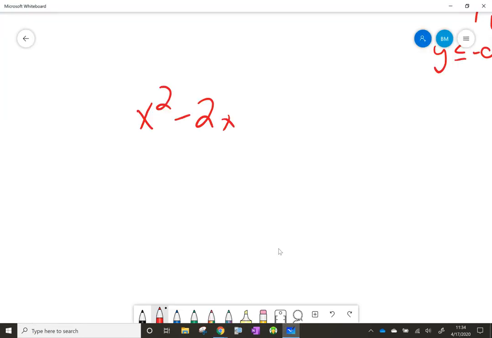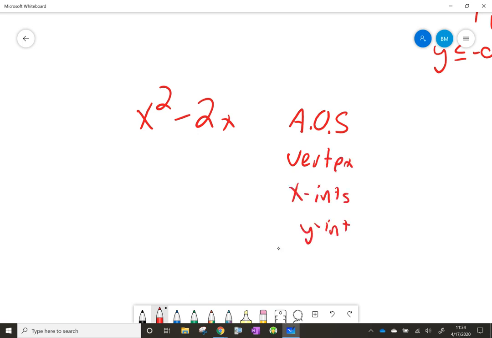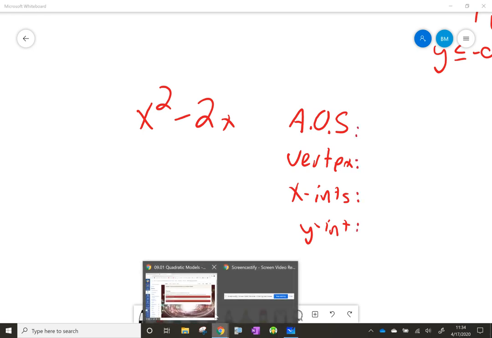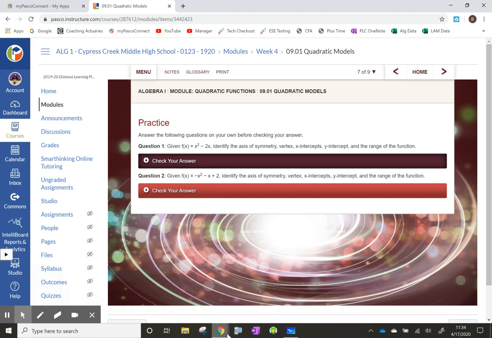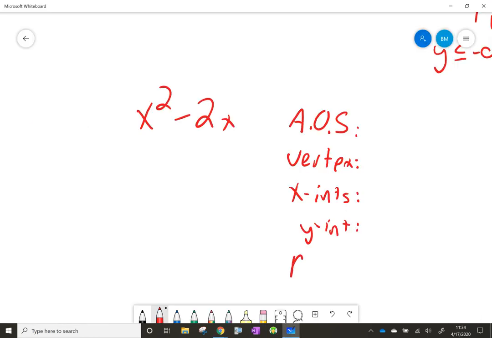Axis of symmetry, vertex, x-intercepts, y-intercept. And did it say range? Let me check. And range, yes. Okay, so how are we going to do all this?